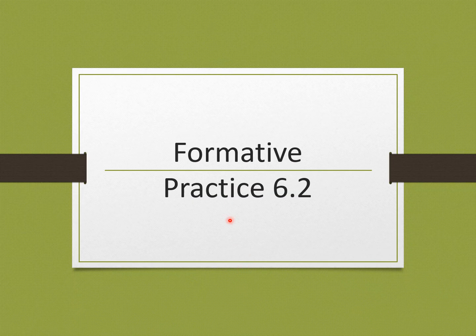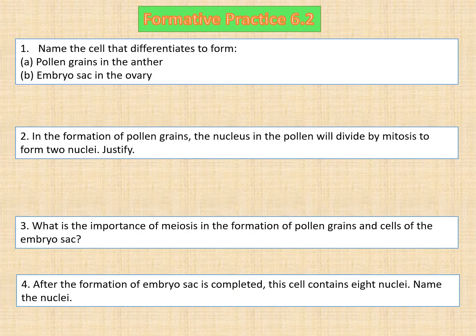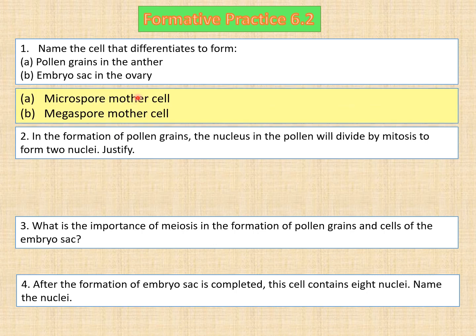Formative practice 6.2. Name the cell that differentiated to form pollen grains in the anther, and the embryo sac in the ovary. Okay, for pollen grains, we call it the microspore mother cell. This is for males. And then B, the megaspore mother cell. This is for females.